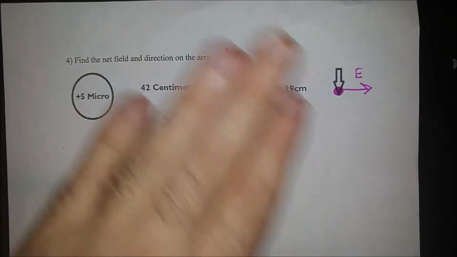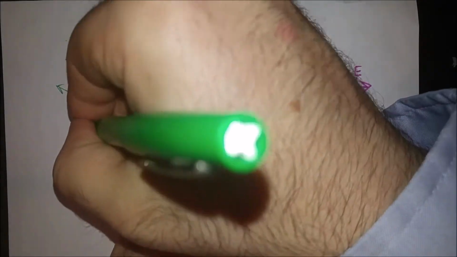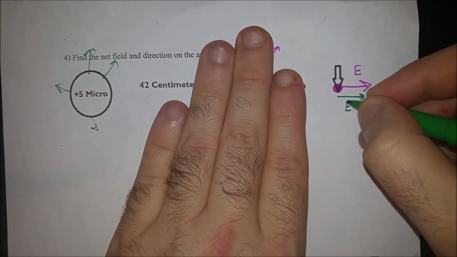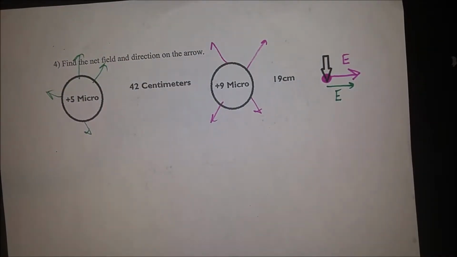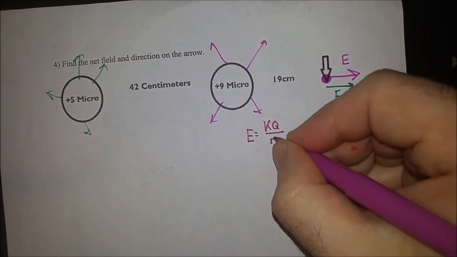I'm going to call that the first field. Now, looking at the second one, its field is also out because it's positive. So out at that point is again going to be to the right. So that's the other field. Since both fields are to the right in that point's case, we're going to simply add them up. But first, we got to find the amounts.